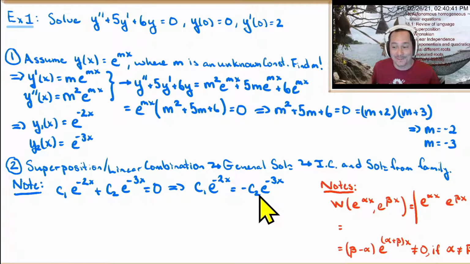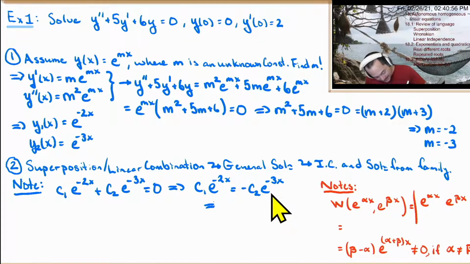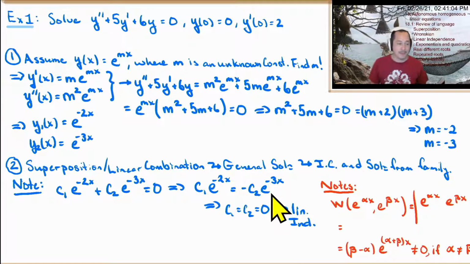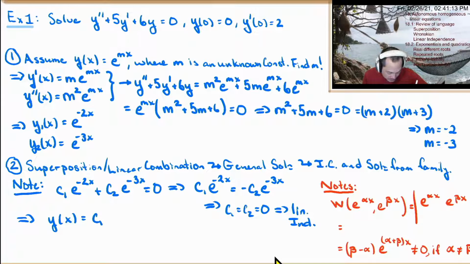Yeah, that is the only number that I can put in front of these exponentials, because these exponentials are totally different because the rates are different. There's no amplitude I could give one exponential so that it looks like the other. Okay? So what this implies is C1 is equal to C2, which is equal to 0, which implies that these functions are linearly independent. Okay? And since they are linearly independent, y of x is equal to C1 e to the negative 2x plus C2 e to the negative 3x, and this is my answer.